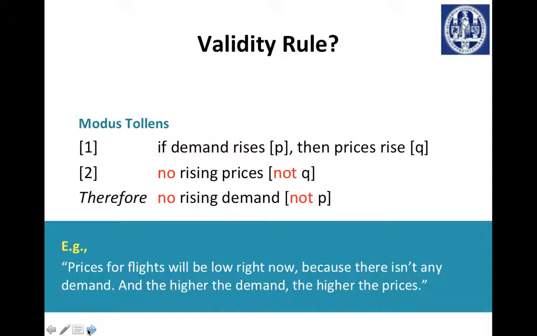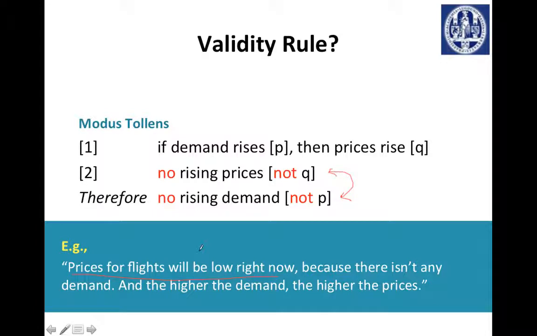Now take a look at the example again and check what the exact standpoint is. Here we have it, so prices for flights will be low right now. But in fact, as you can see, that is not the same as the conclusion that we should have drawn, namely that there's no rise in demand. In fact, we have swapped our P's and Q's here, and that is a well-known fallacy.